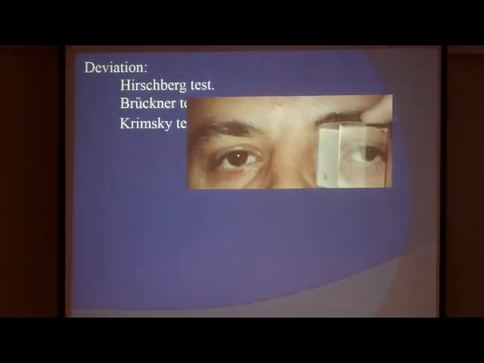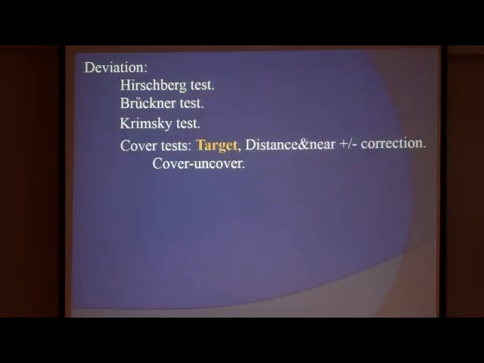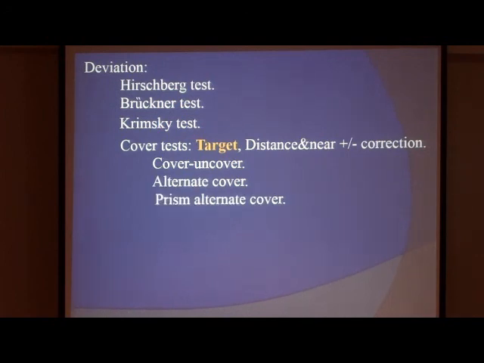Krimsky test: the prism is placed over the fixating eye, with the apex towards the deviation, until the reflex is centralized in the deviating eye. It measures only tropia. The gold standard assessment is the cover test. And the cover test is very important to ascertain something: the patient must be examined to confirm that he can see the target with either eye. There is no point doing a cover test in a patient with a non-seeing eye. It's a fatal mistake. So we can test for distance and near with and without correction. Certain types are the cover-uncover test, alternate cover test, and prism alternate cover test for measurement of the angle.